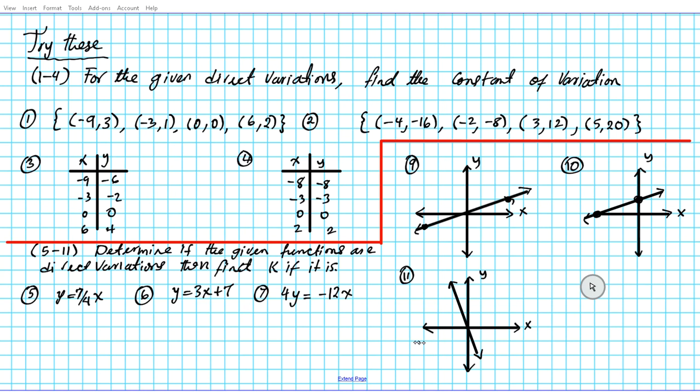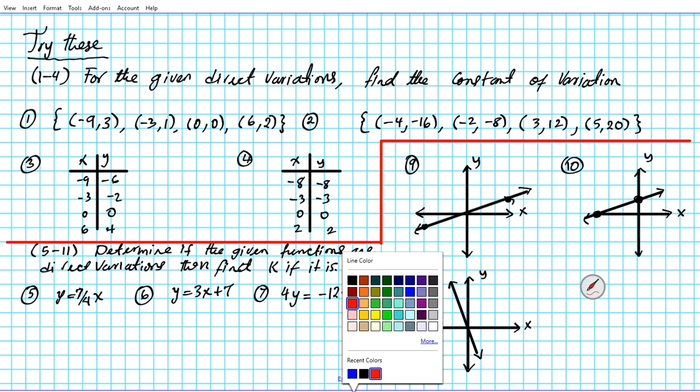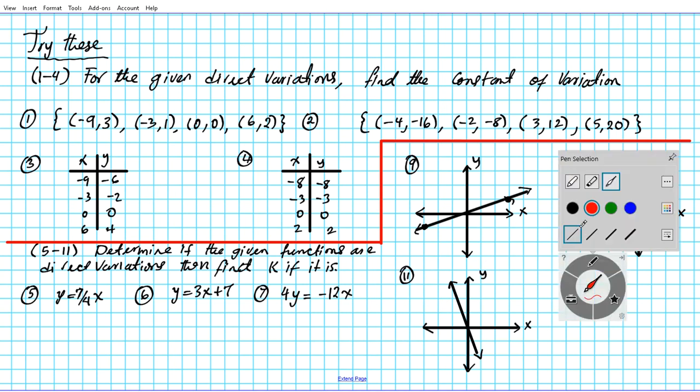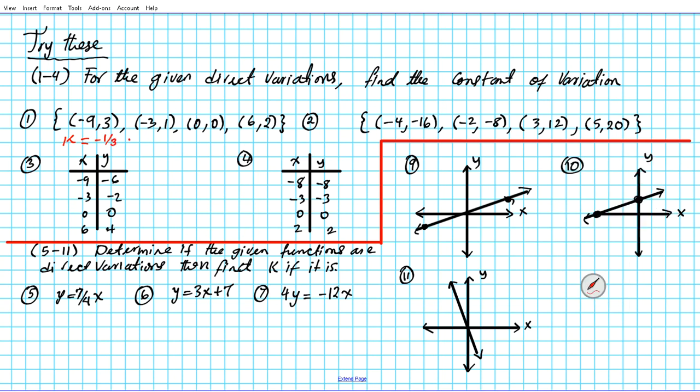Alrighty, hopefully you had a chance to try out these examples. Now let's take a look at what the answers are. So the first problem, question number 1. The constant of variation, the k value here, is negative 1/3, and your equation is y equals negative 1/3 x. For number 2, your constant of variation is 4, and your equation is y equals 4x.